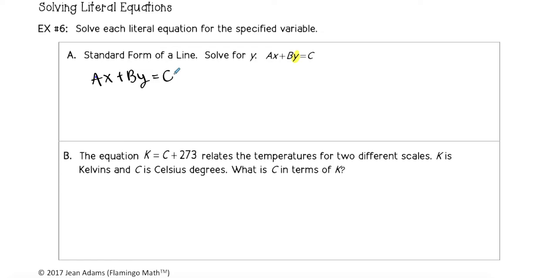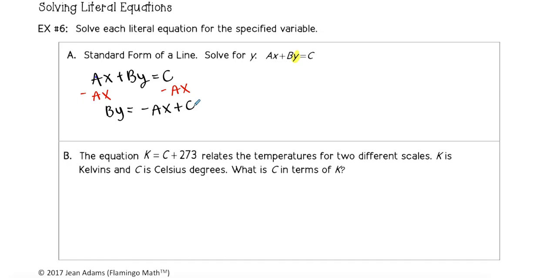Okay, we're getting y by itself. First thing I need to do is subtract ax from both sides, trying to isolate the term. Now I'm just left with by equals, and I like the a first because that's a variable, so I'm going to put negative ax plus c. So hopefully that makes sense for everyone.